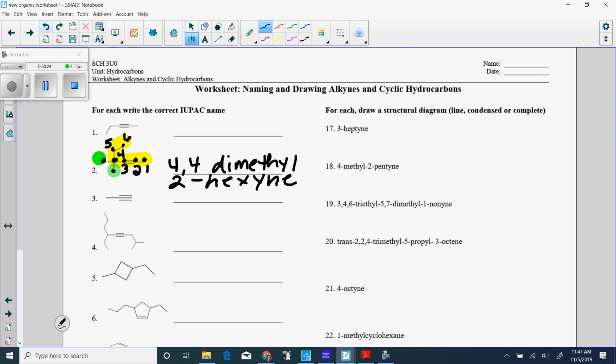Can you draw 18 for me? Go ahead and draw 18. 4-methyl 2-pentyne. Practice getting that triple bond where it goes. Did you give me a drawing quiz? It's just like this, half a cat.